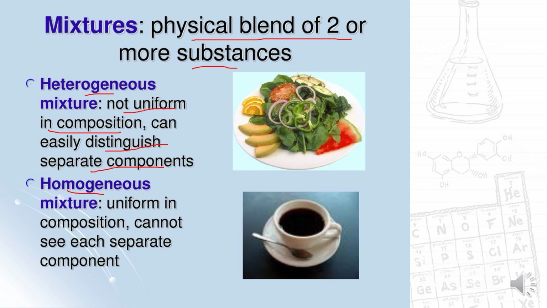On the other hand, a homogeneous mixture does have a uniform composition, meaning we cannot see each separate component of our mixture. So we said that examples of heterogeneous mixtures include the colloids and the suspensions, and examples of homogeneous mixtures include the solutions.